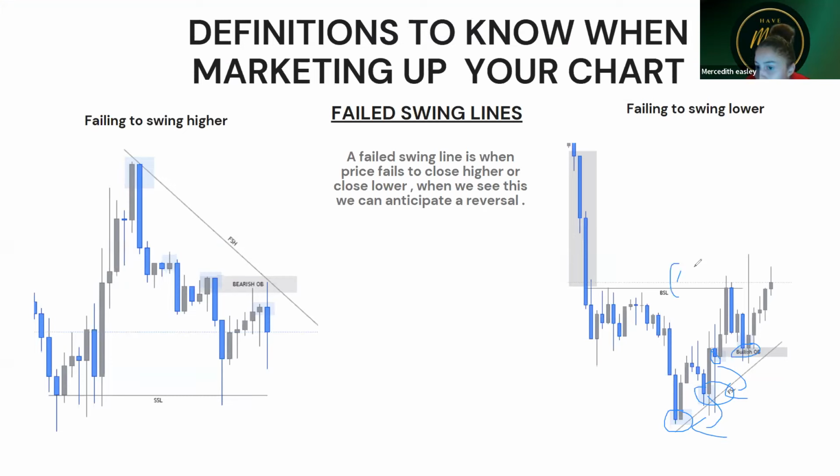Because 1, I have buyers being stopped multiple times here. 2, I have imbalance above. 3, I have price failing to swing lower. 4, here, price is rejecting the order block. I would get my entry around here for the buys. Real nice and simple.